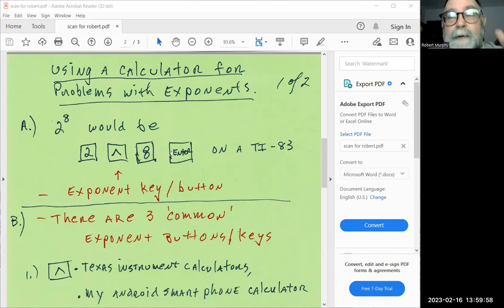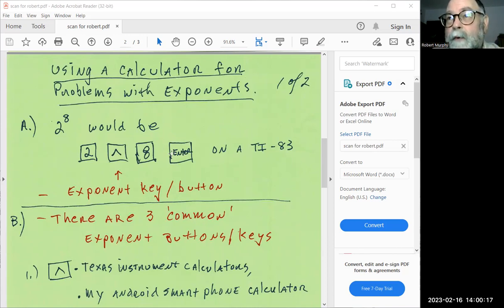And again, I am not talking down to you. It is just so easy. I've taught over 10,000 classes, thousands of students, and it's really easy to screw this up. So make sure you're doing it right. 2 to the 8th equals 256.